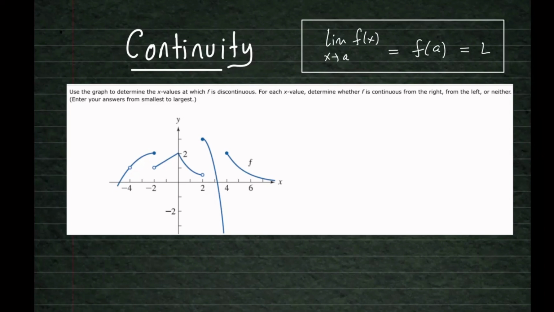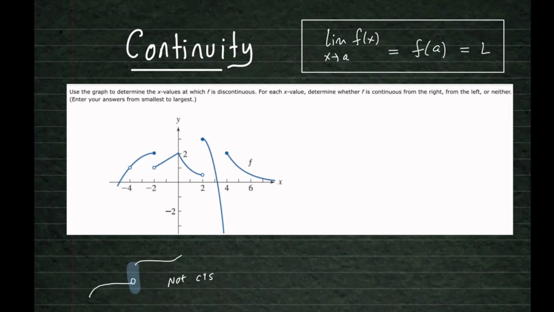Now, if you want to memorize a non-mathematical definition for continuity, just think of there being no breaks or no holes in the graph at that point A. So for instance, if you have a graph like this, that's continuous. Now, if you have a graph that goes like this, and then there's a hole, and then it starts right here, this is not continuous because there is a break right here.